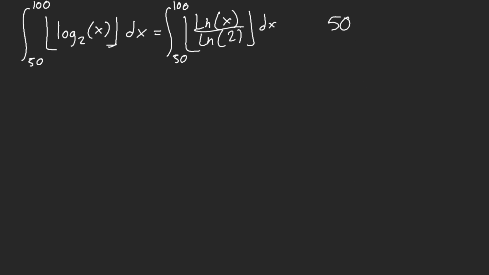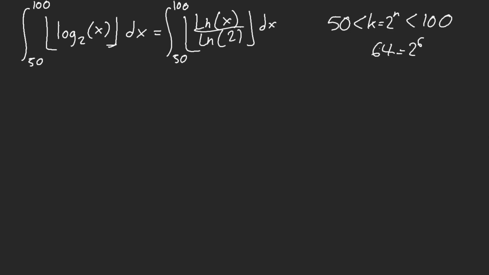What I mean by that is, are there any integers k in the form of 2 to the power of n between 50 and 100? And the answer is yes. We have 64. And that's it. Just 64. And 64 is equal to 2 to the power of what? 6. 2 to the power of 6.